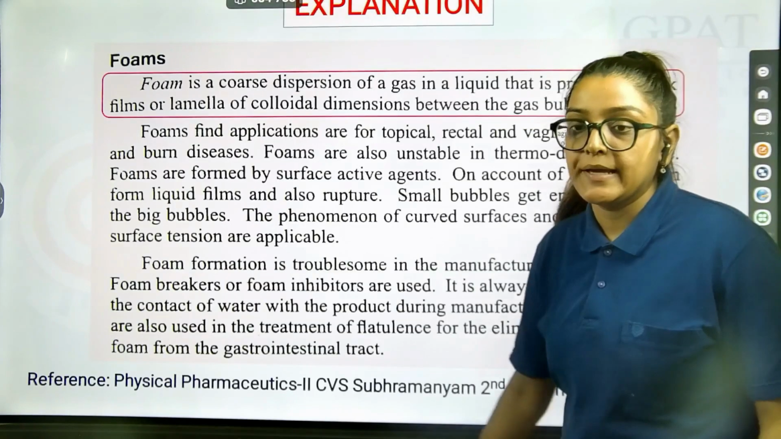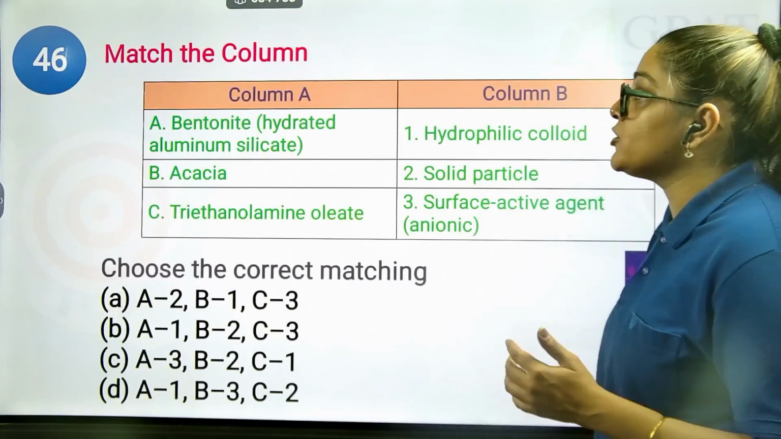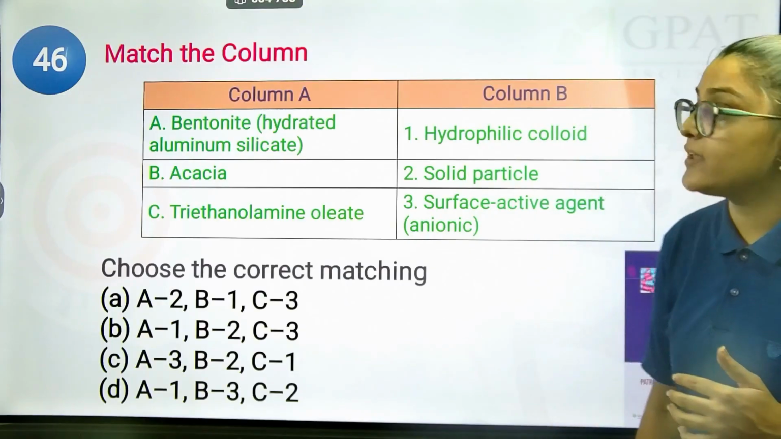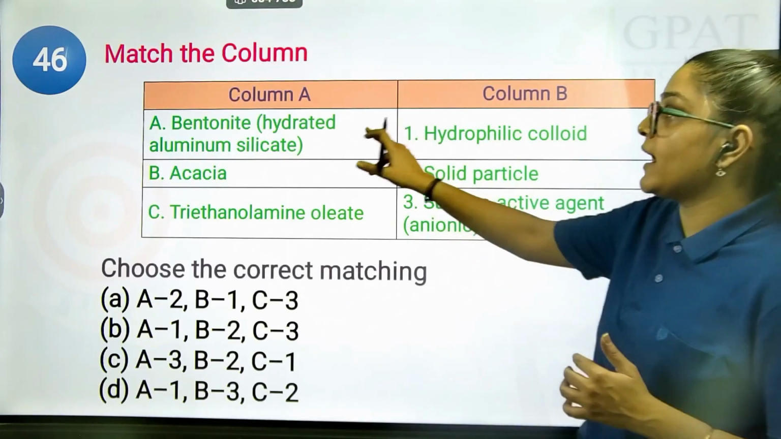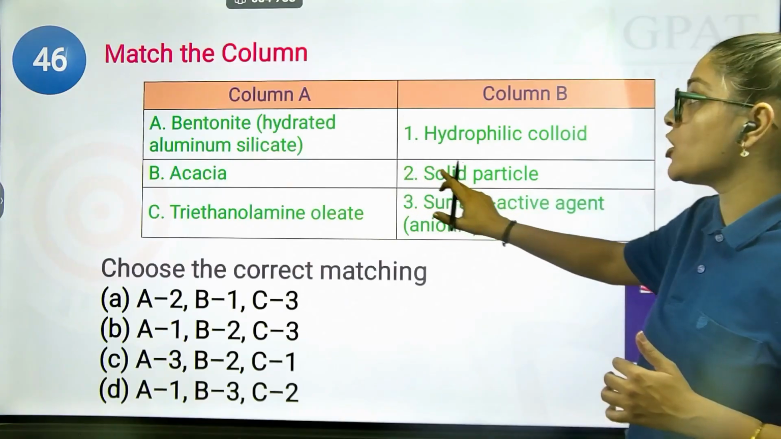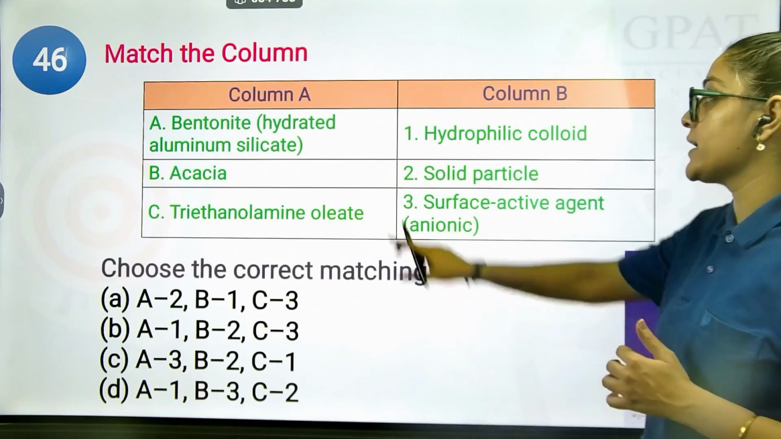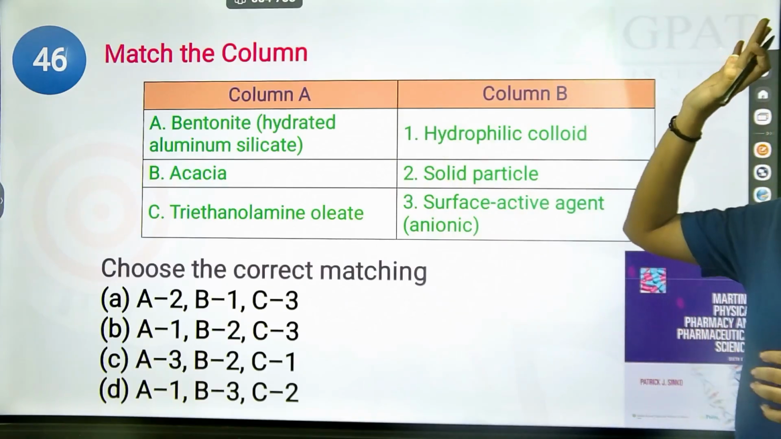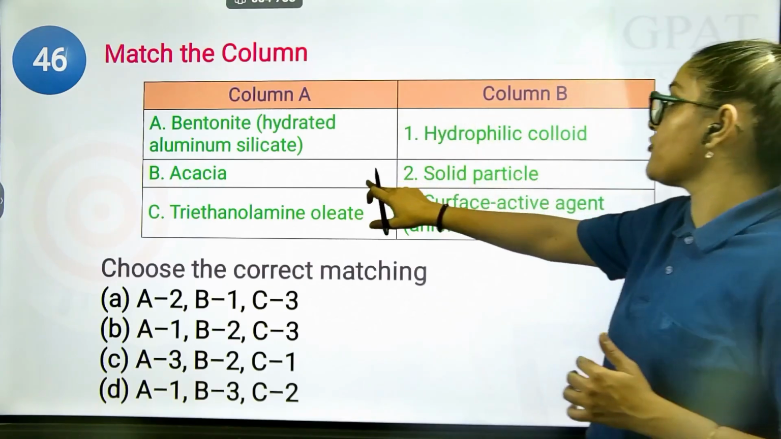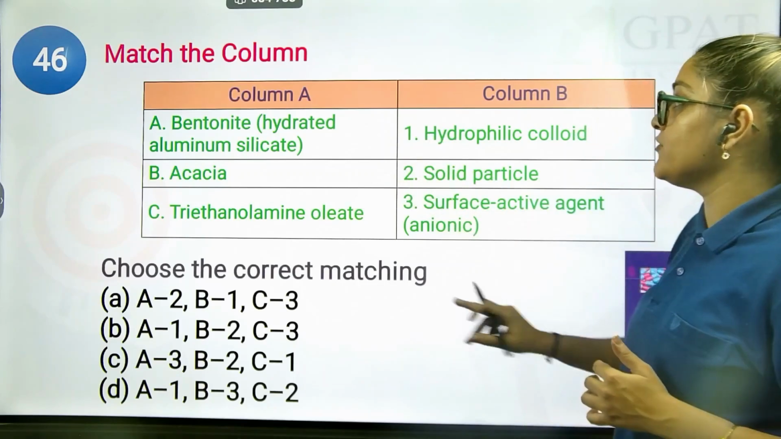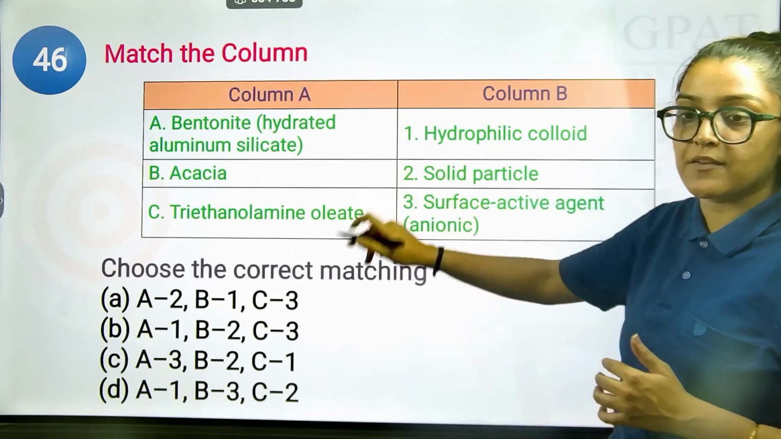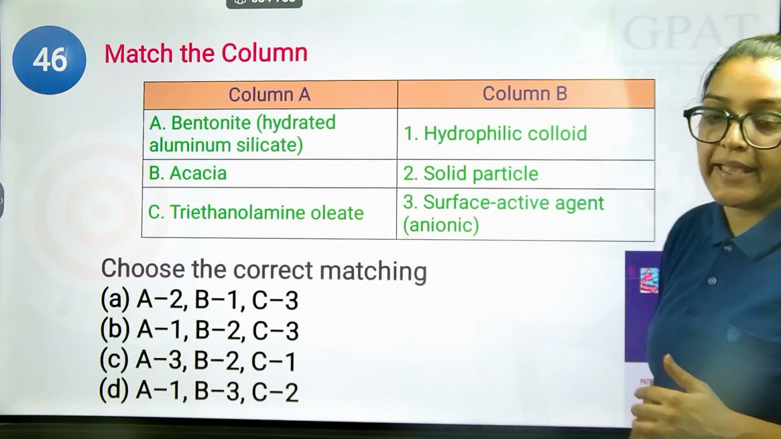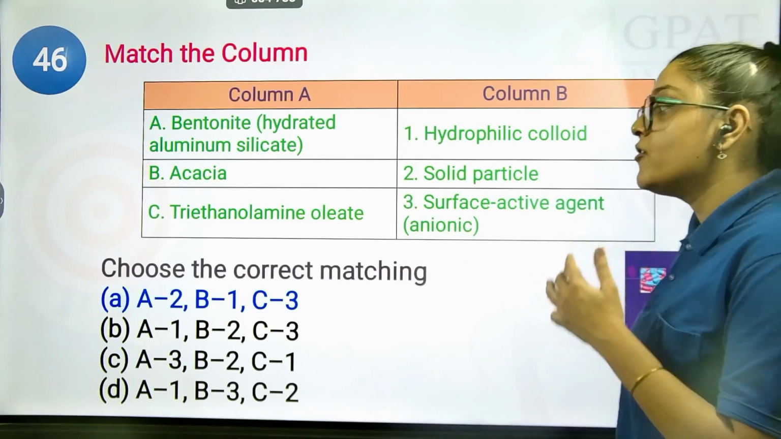Okay, next. Match the column: bentonite, acacia, triethanolamine with the type of the colloid, right? So here we have our bentonite. Bentonite, hydrated aluminium silicate, is a solid particle, right? Acacia forms the hydrophilic colloid, right? Then we have triethanolamine, which is nothing but a surface active agent. It must be clear that this is a surface active agent, right? So we have option number 1 as the correct answer.